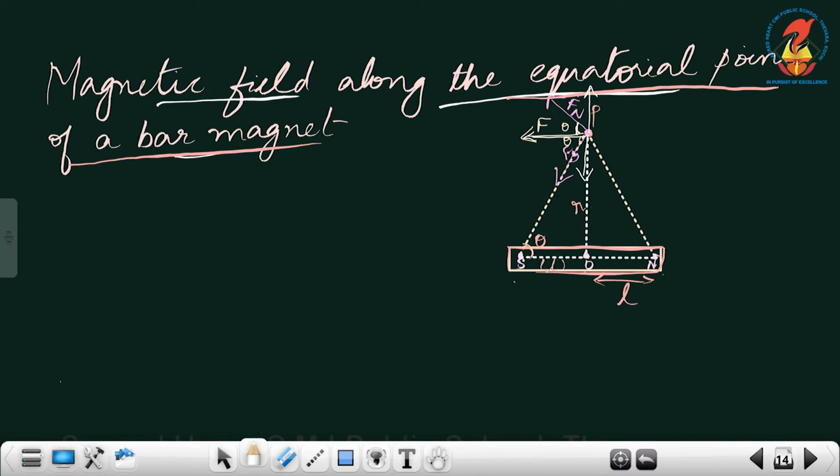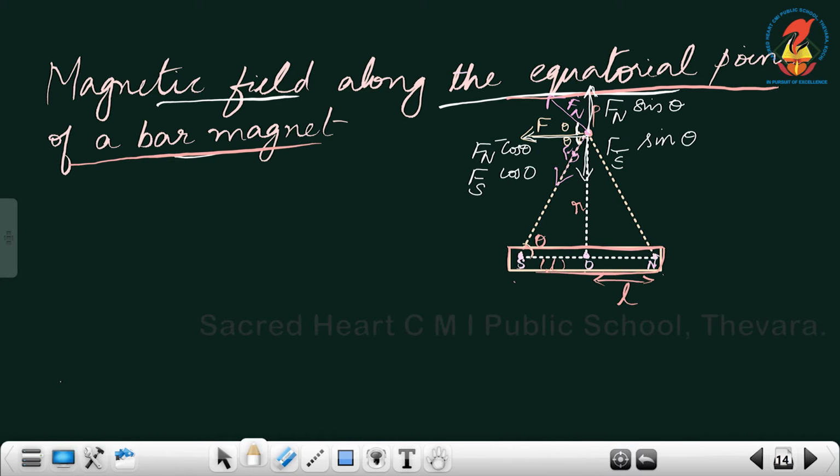Now, if this angle is theta, then definitely this component will be Fn sin theta, and this component will be Fs sin theta. Similarly, the component of Fn along the resultant force will be Fn cos theta, and the component of Fs along the resultant force will be Fs cos theta. Okay, so I am going to draw the vector diagram here separately.